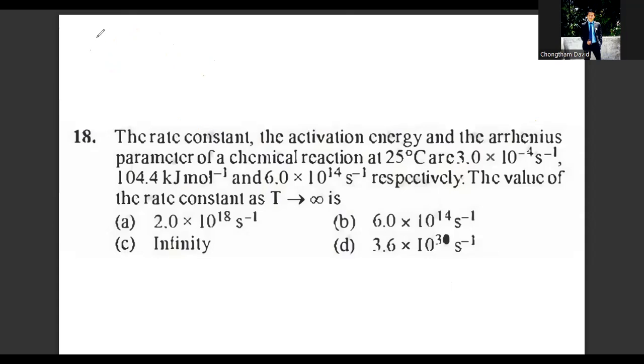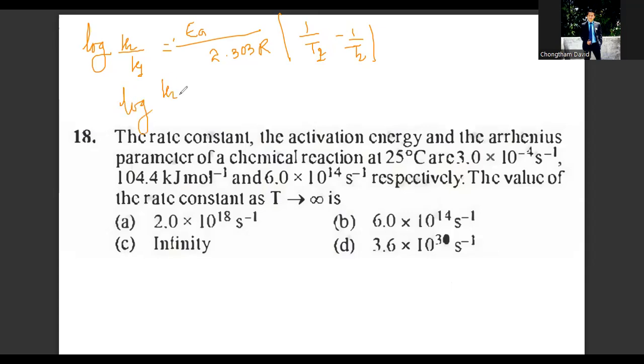Question number 18. Let's use the Arrhenius equation: log K2 by K1 equals activation energy divided by 2.303 R times (1 by T1 minus 1 by T2). Use this equation and you will get the answer very soon. Now let us substitute the values.